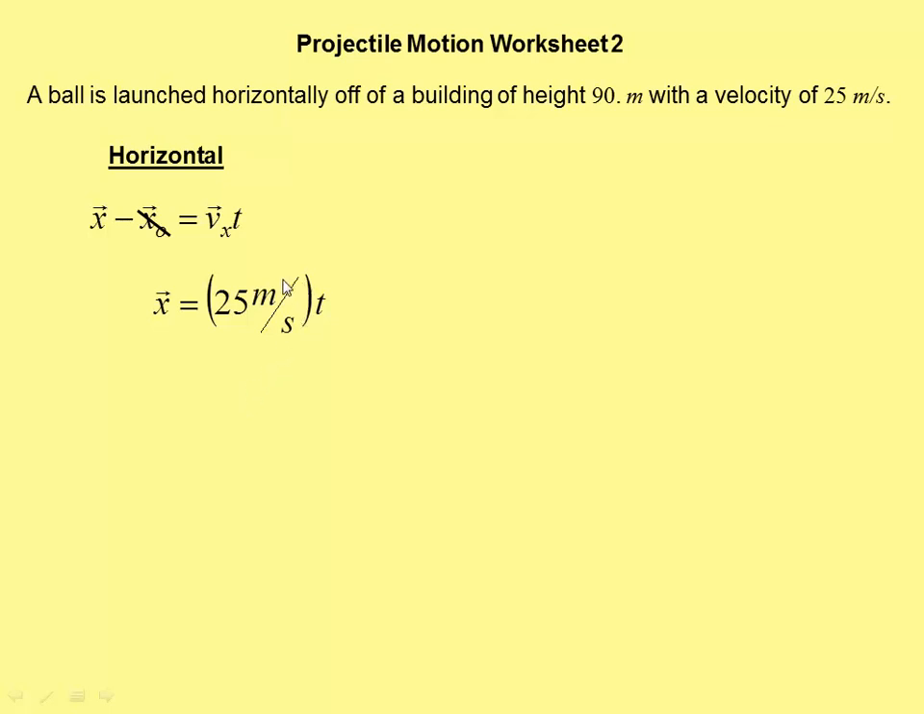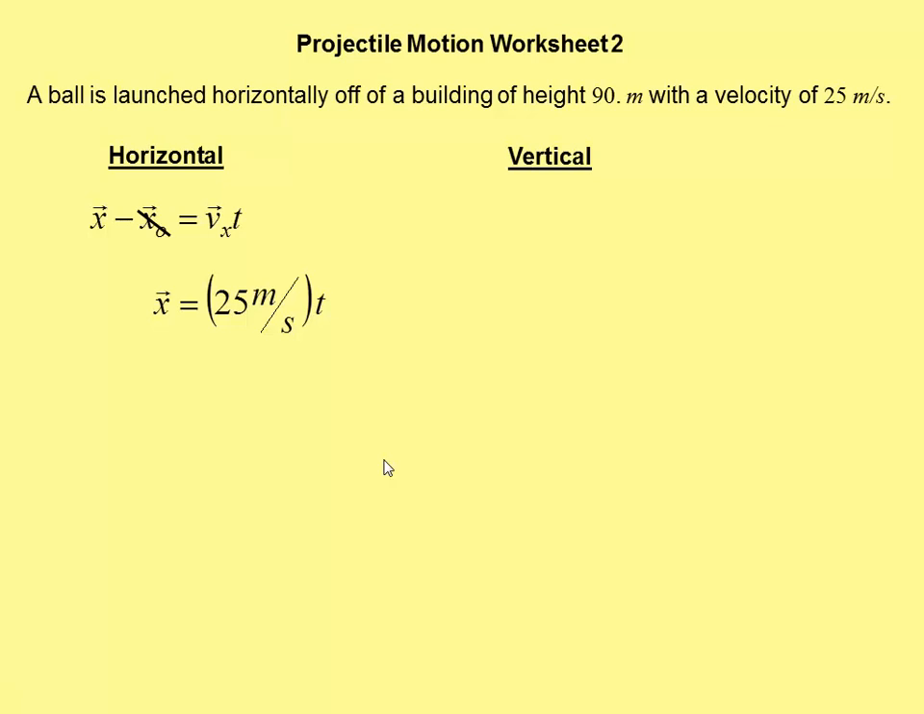If you just think about what does it mean to move constantly 25 meters per second, it means every second you go 25 meters. So your initial position is 0, and then 1 second later it's 25, and 2 seconds it's 50 meters, and then 75 meters, and 100 meters, and so on. On the other hand, the vertical motion of a projectile is a little harder to just think through.